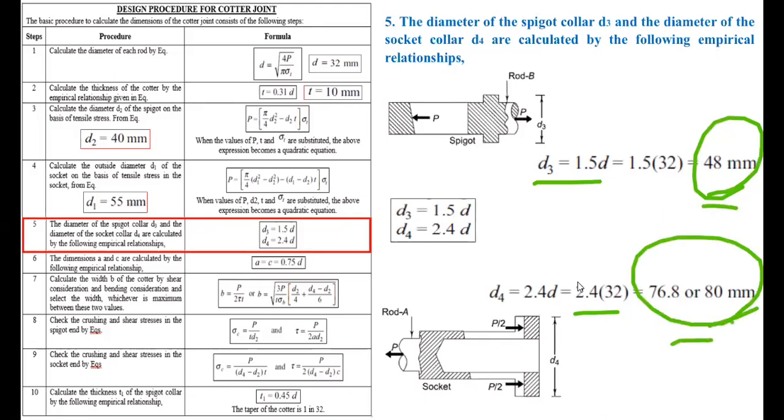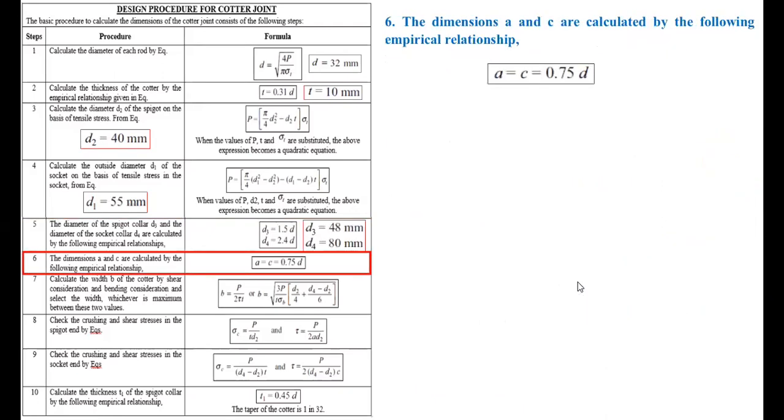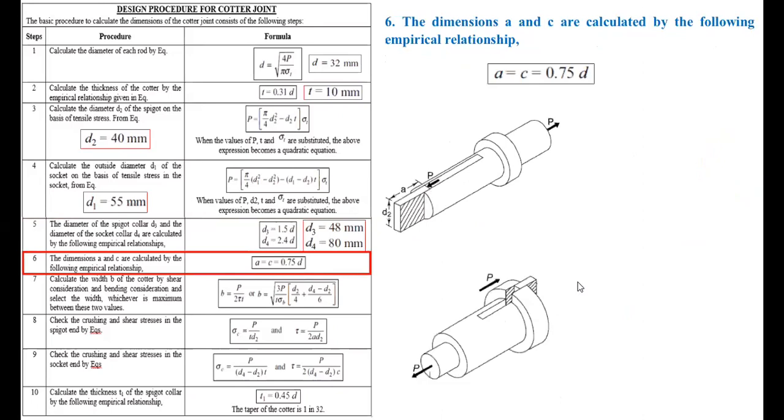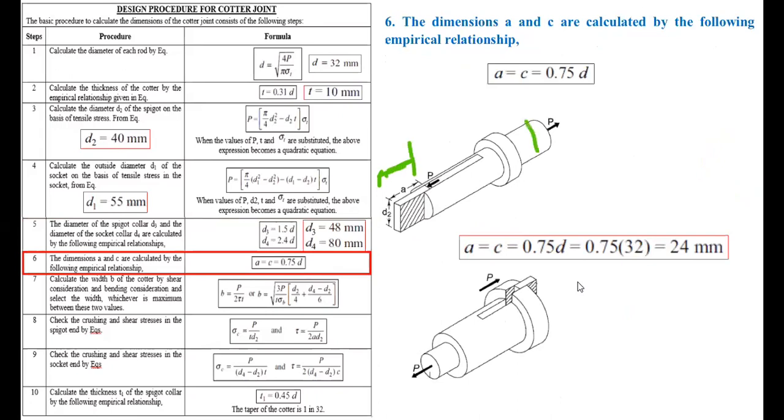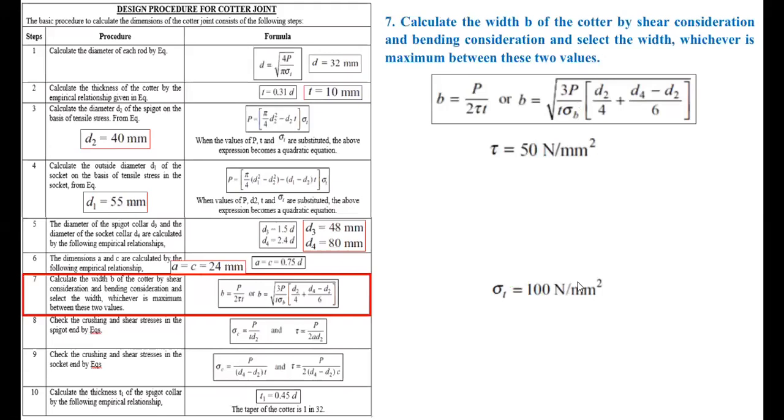Okay, next step is you have to find out the value of A and C. So what are A and C? Both are lengths, as you can see. The length of A is 75% of this diameter D, and same for this one, C. This C is also 75% of diameter D. Okay, next step.